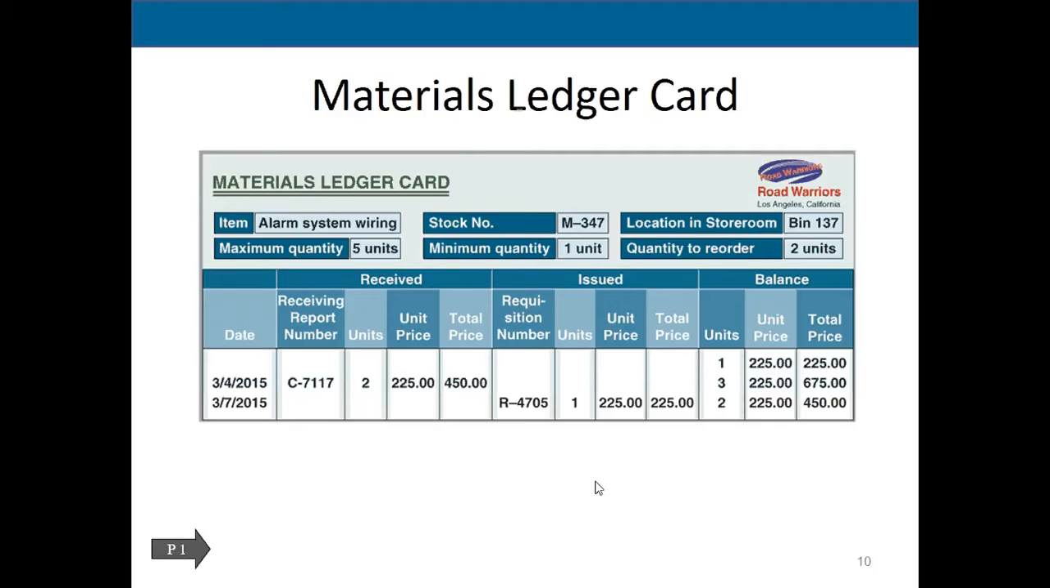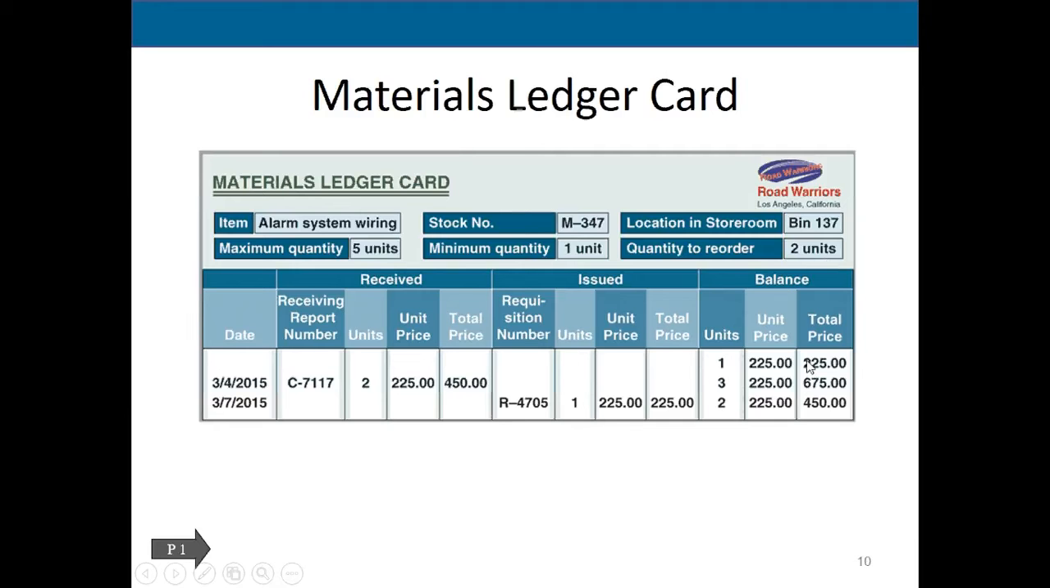And that's what a materials ledger card is. So if you could just imagine a bunch of bins sitting around in the storeroom, and they all have this card maybe attached to the front of it. And what this card does is it tells us in the storeroom, this stays in the storeroom, what's in the bin and how stuff got to the bin and how stuff got taken out of the bin. So this is bin number 137 for stock M-347. It's the alarm system wiring. It looks like they like to have no more than 5 units on hand, no less than 1 unit on hand, and when they get down to 2 units, it's time to reorder.